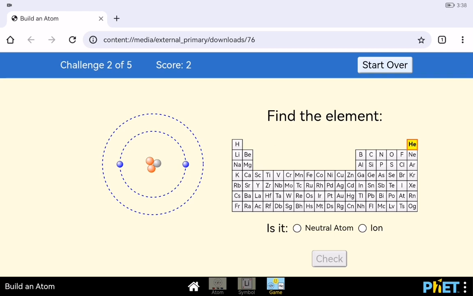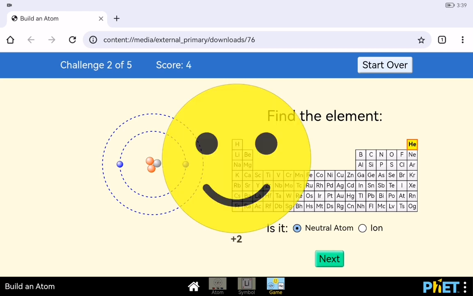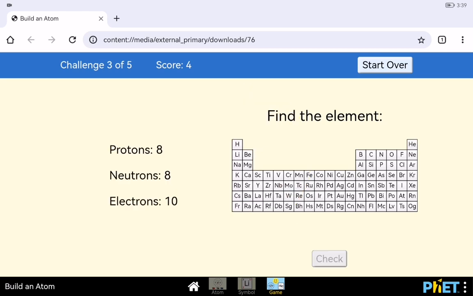Then the question is: is this helium neutral or an ion? To know whether it's an ion or an atom, you just compare the number of protons and the number of electrons. In this case, we have 2 protons and 2 electrons, 2 red and 2 blue, meaning it's neutral. And the answer is correct. Let's look at the third question.